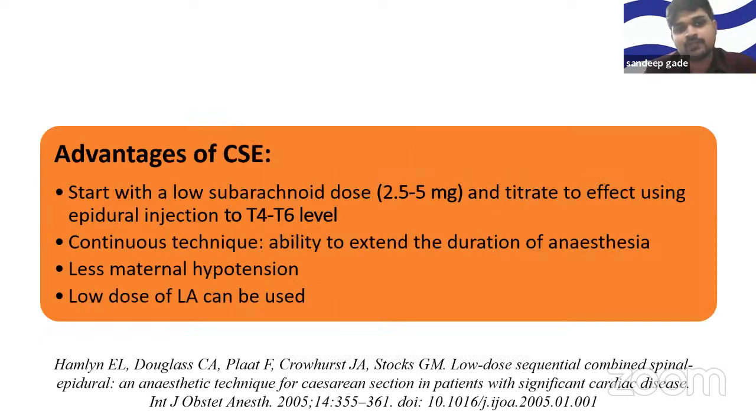And the advantages of combined spinal epidural are that you can start off with a low spinal dose, around 2.5 to 5 mg, which is around 0.5 to 1 ml of hyperbaric bupivacaine, and the effect can be titrated to a level of T4 to T6 with the help of the epidural. There is less incidence of maternal hypotension, and low doses of local anesthetics can be used.